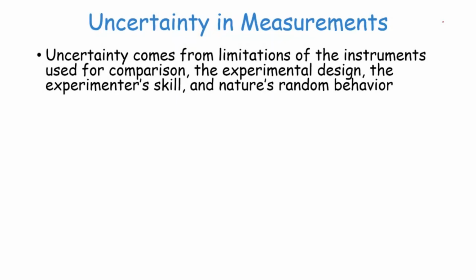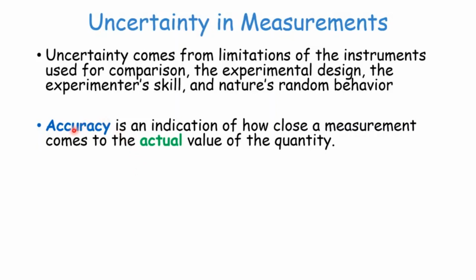So let's talk about uncertainty in measurements. Why can you have errors? So many reasons. Instrumentation quality may not be the same, or your experimental design may not be good, or the experimenters' lab skill may not be there. And there's something we absolutely cannot control, which is nature's random behavior. We call this random error.